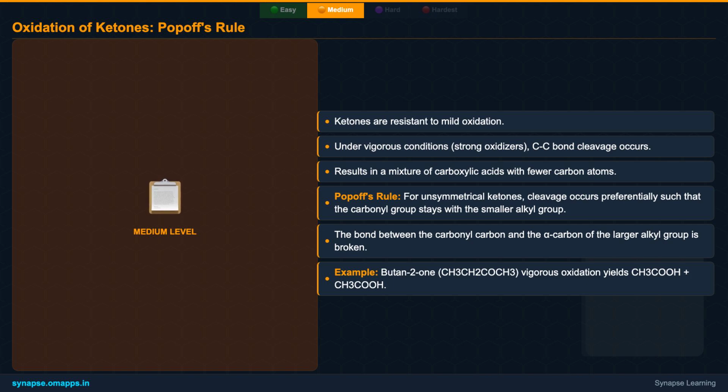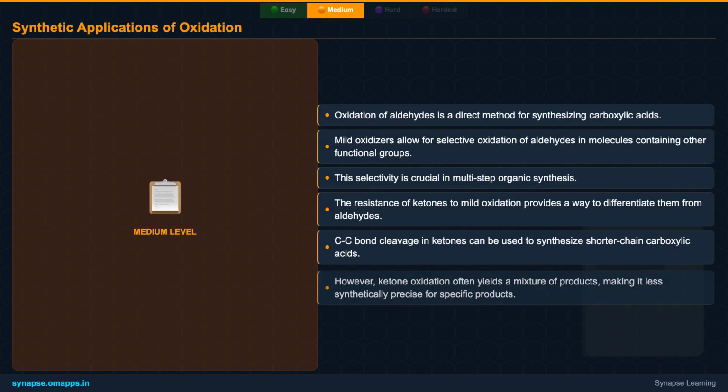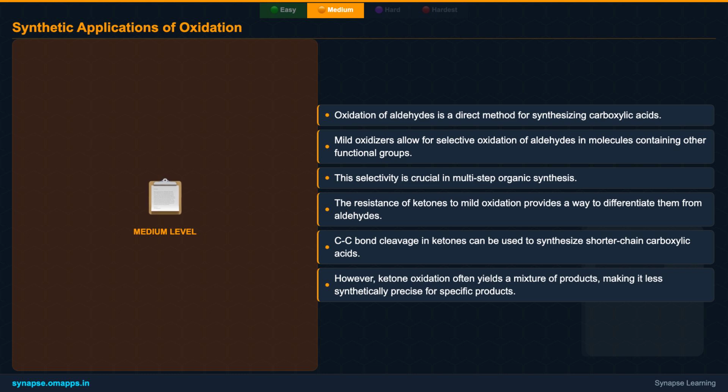However, it's important to remember that under very harsh conditions, a mixture of products can often be obtained. This rule is a simplification, but it provides a good starting point for predicting the major products. Understanding this rule helps in planning synthetic routes where specific shorter-chain carboxylic acids are desired from larger ketone precursors. The ability to selectively oxidize aldehydes while leaving ketones untouched is a cornerstone of organic synthesis. This distinction allows chemists to design complex reaction sequences where specific parts of a molecule are modified without affecting others.